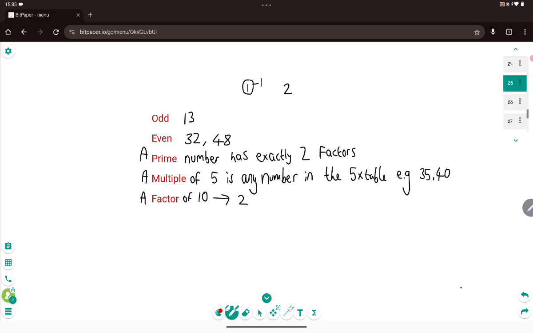2. How many factors does 2 have? 1 divides into 2, and so does 2. So yes, it is prime because it has 2 factors. 3. What numbers divide into 3? We've got 1 and we've got 3. Yes, it has exactly 2 factors. Prime. 4. What numbers divide exactly into 4? We've got 1, we've got 2, we've got 4. No, it doesn't. It has 3 factors here, so it's not prime.